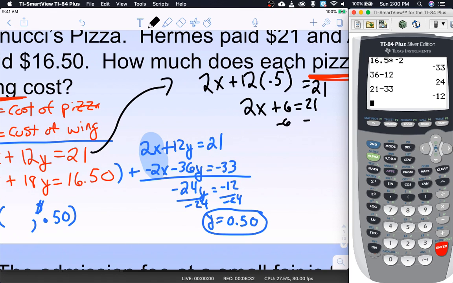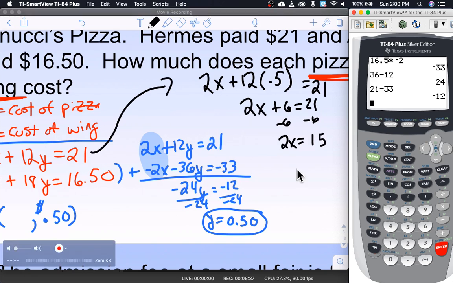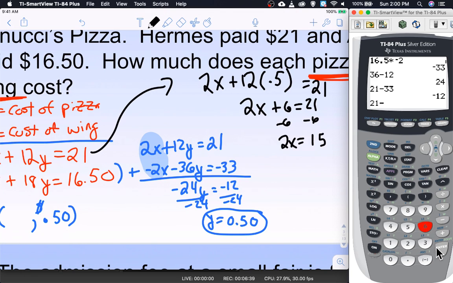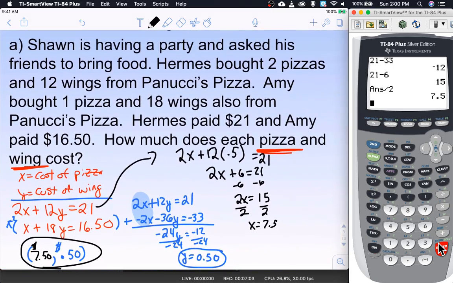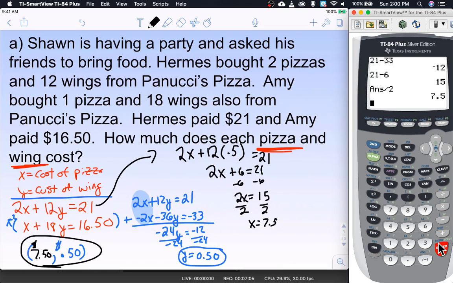I subtract 6 on both sides. 2x equals 15. Pretty sure. 21 minus 6. Okay. Divide by 2, divide by 2, and x equals 7.5. In terms of money, that would be $7.50. So we now have that each pizza costs $7.50, each wing costs 50 cents, and there we have it. That is solving this system of equations from a word problem.